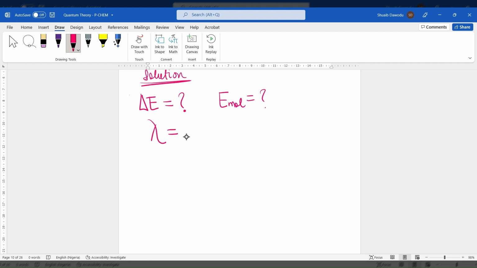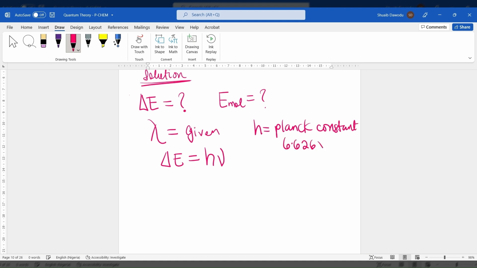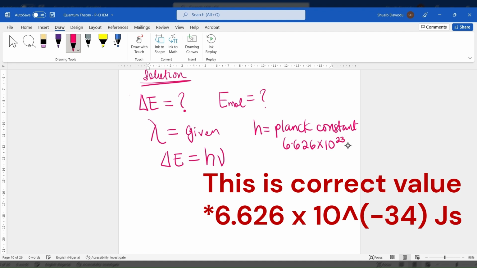Now, it's important for you to know that the formula for the change in energy, or the energy of a photon, is Planck's constant times frequency, where h, the Planck constant, is a constant of value 6.626 times 10 raised to the power of 23 joule seconds. And then the frequency, which we're also not given, is also necessary.